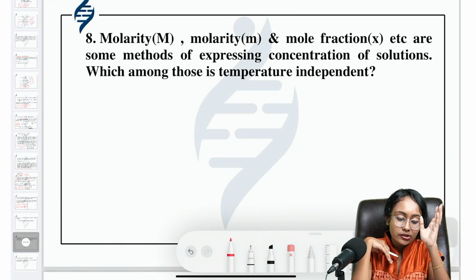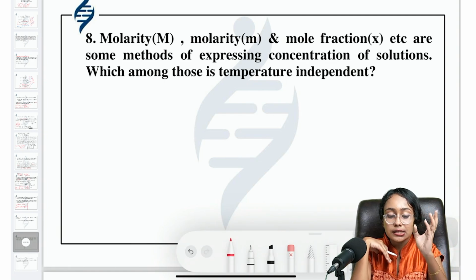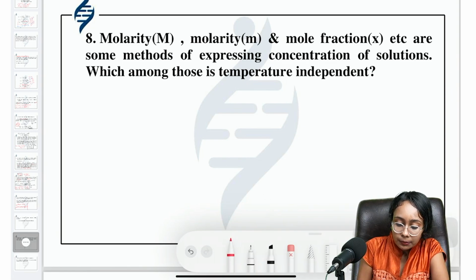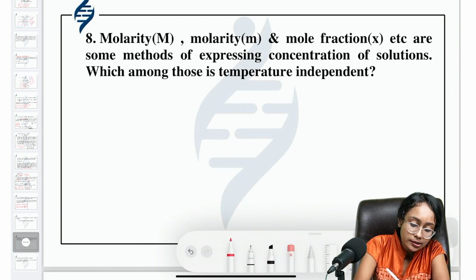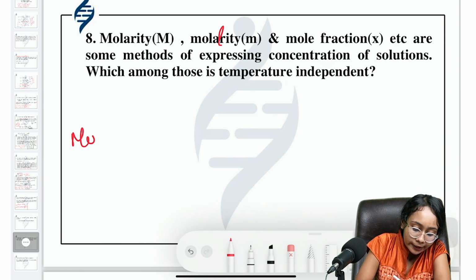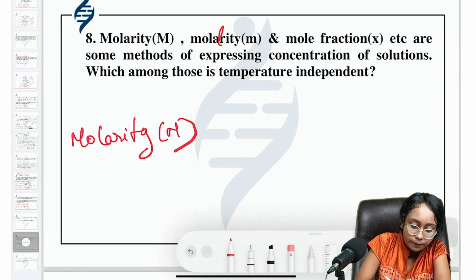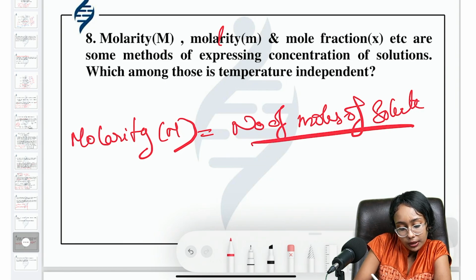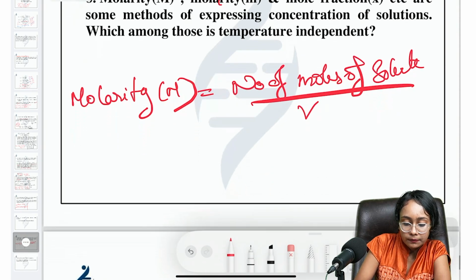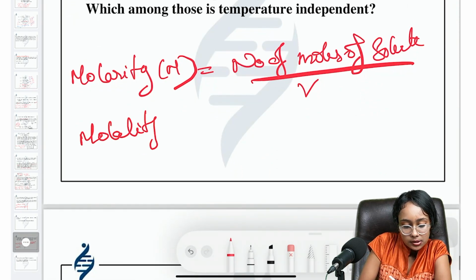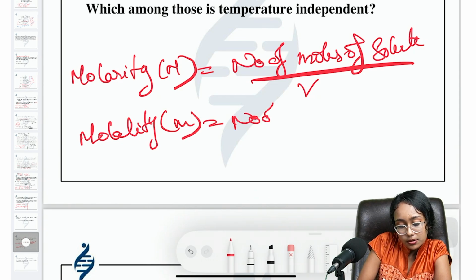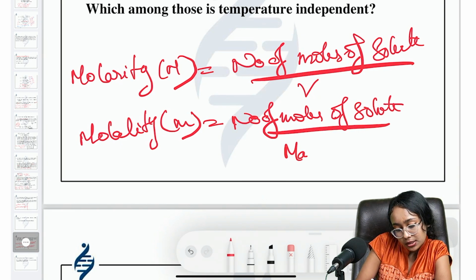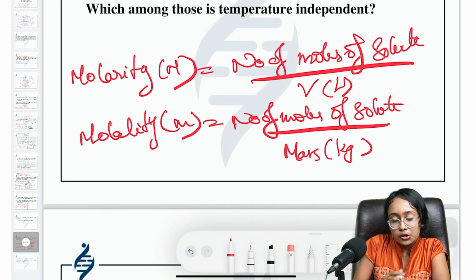Molarity, molality, and mole fraction, etc., are some methods of expressing concentration of solutions. Which among those is temperature independent? Of course, mole fraction is temperature independent, we know that. But coming to molarity and molality, we have discussed this in previous classes. In the case of molarity, capital M, we have number of moles of solute divided by volume of solution in liters, right? In the case of molality, small m, we have number of moles of solute by mass of solvent in kilograms.